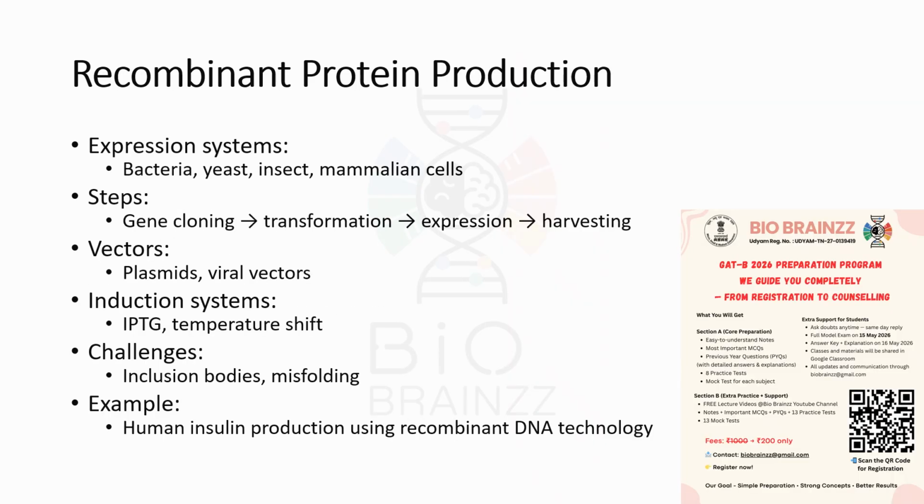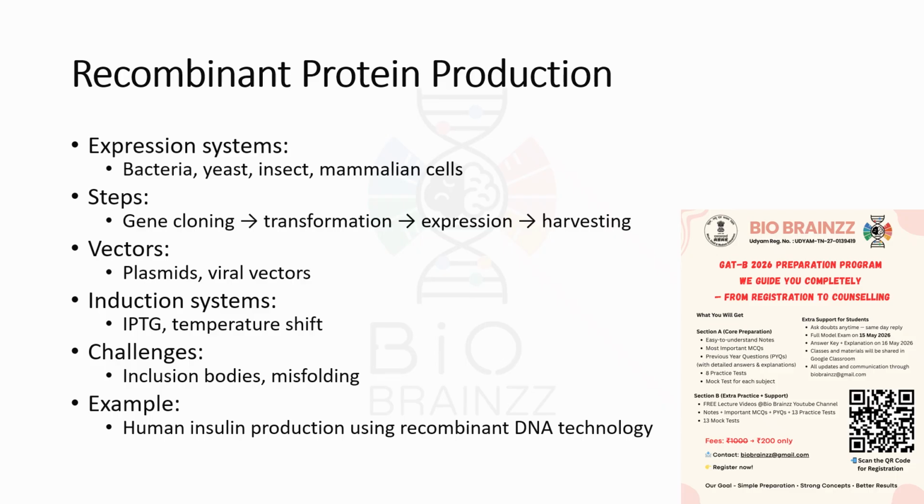Recombinant protein production involves the expression of foreign genes in suitable host systems such as bacteria, yeast, insect cells, or mammalian cells. The process begins with gene cloning, followed by transformation into a host organism and subsequent expression and harvesting of the desired protein. This technology is widely used in production of therapeutic proteins and industrial enzymes.